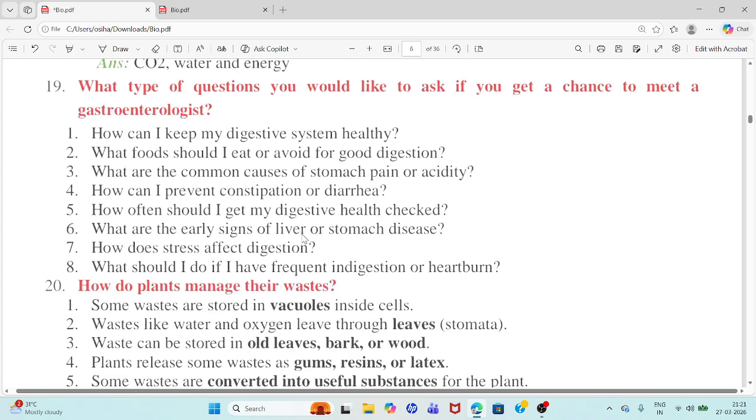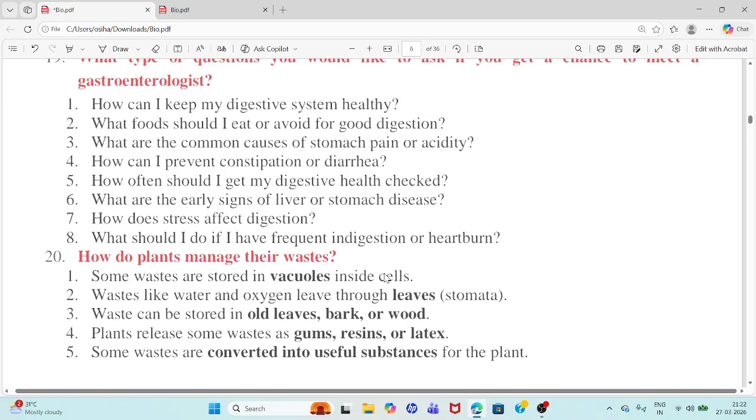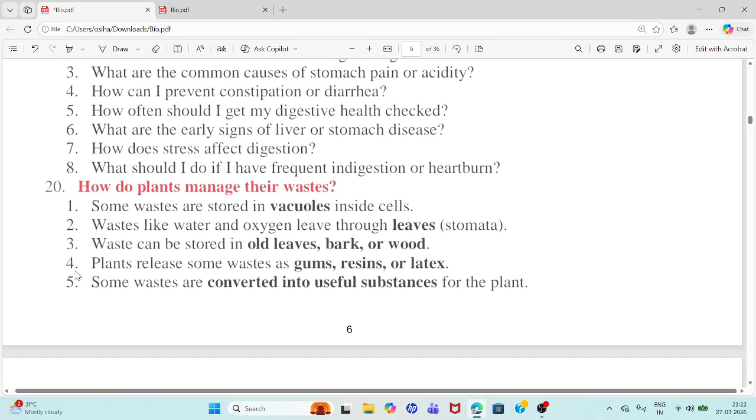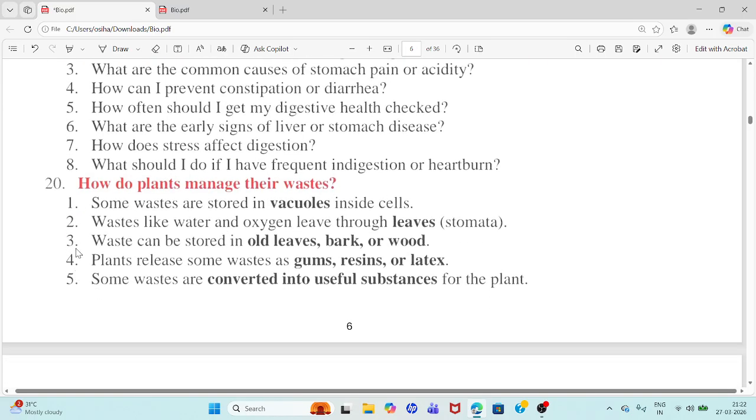What are the early signs of liver or stomach disease? How does stress affect digestion? What should I do if I have frequent indigestion or heartburn? These are the questions. So then, question 20. How do plants manage their waste?